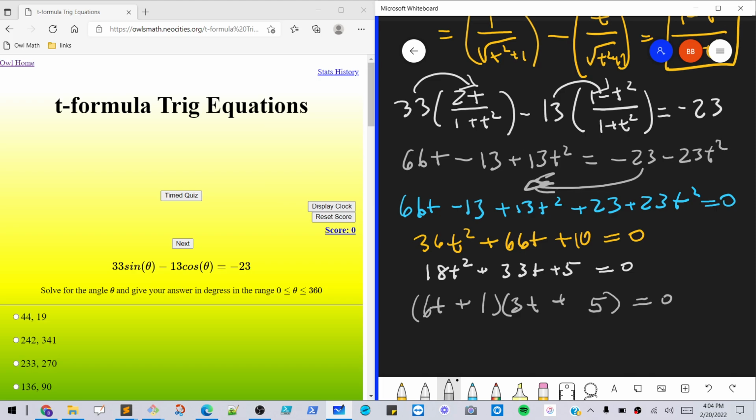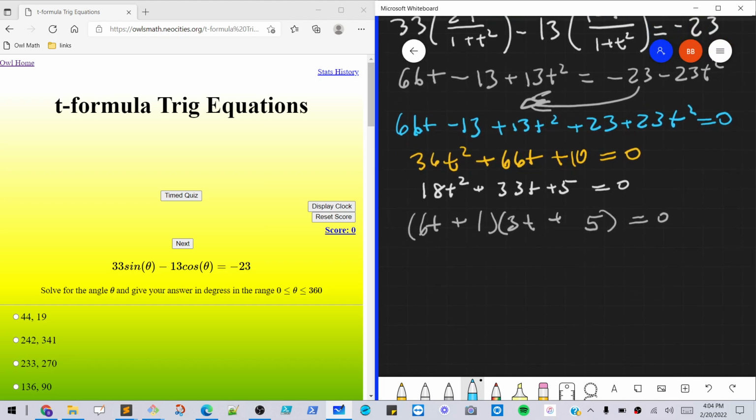Okay, so then we're gonna have our two roots. We're gonna have a root at negative 1/6, and then we're gonna have a root at negative 5/3. And so that is going to give us values for t.